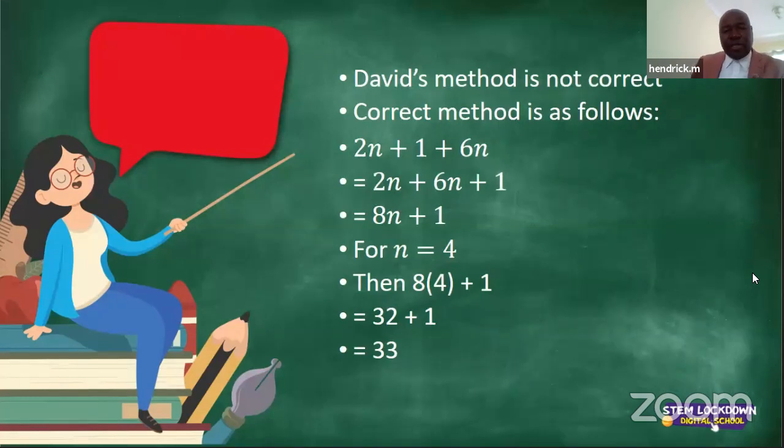The correct method is as follows. All that you need to do is simplify the expression. We have the expression here, 2n plus 1 plus 6n, and you add the like terms together. Once you have added them together, you will have 8n plus 1. And of course, n is equal to 4. You can substitute 4 for n: 8 times 4 is 32, plus 1 is 33. So your answer there will be 33. And let's go to the next slide.